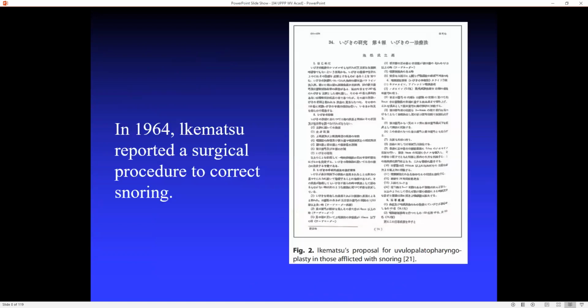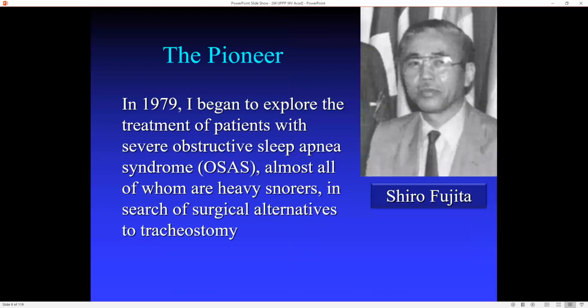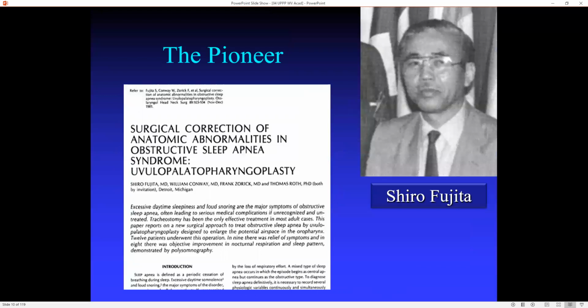So this was Ikematsu's publication regarding the snoring procedure that he developed back in the early 60s. He actually started treating this in the 1950s. Fujita, at Henry Ford Hospital in Michigan, said that in 1979, I began to explore treatment of patients with severe obstructive sleep apnea, which was just described. Almost all of these patients were heavy snorers, and they were in search of something other than a tracheostomy. So this pioneer published a paper after his presentation at the Academy, and this appeared in 1981.